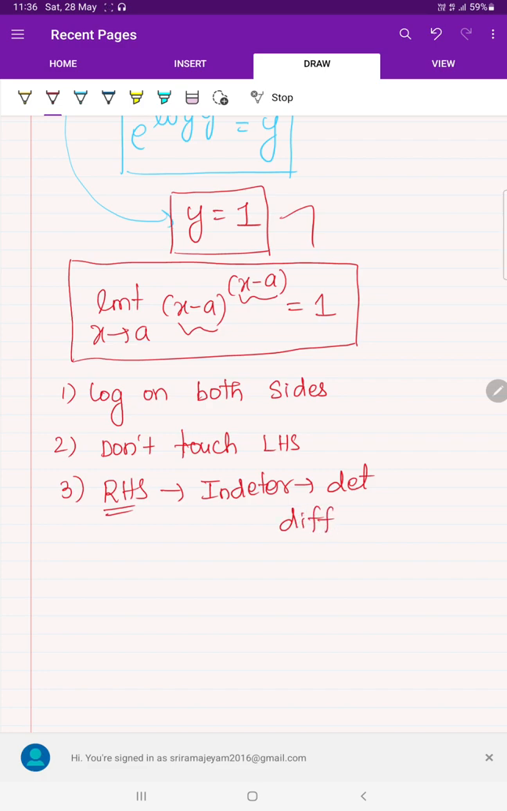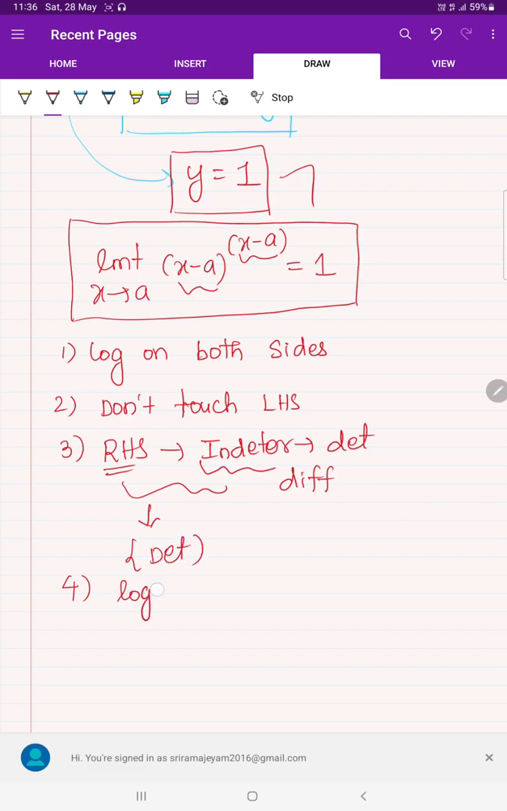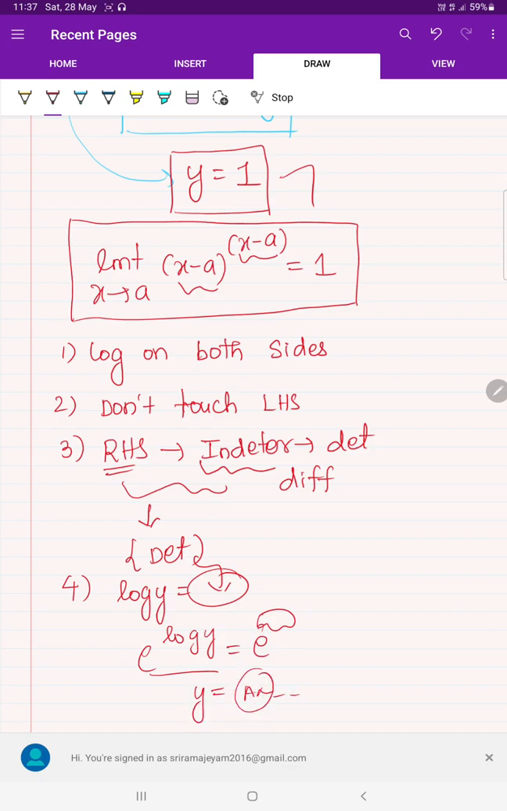You know how to do further: how to take differentiation, how to apply the limits. You have to repeat till your RHS becomes some specified value, till it is determinate and predictable, not in indeterminate form. Once you get the determinate form on the RHS, the final step is to take LHS equal to the RHS result, then raise e power on both sides. Here also you have to write e power whatever you get. In the LHS it will become y simply, and in the RHS you will get the answer. This is how we approach this type of question.